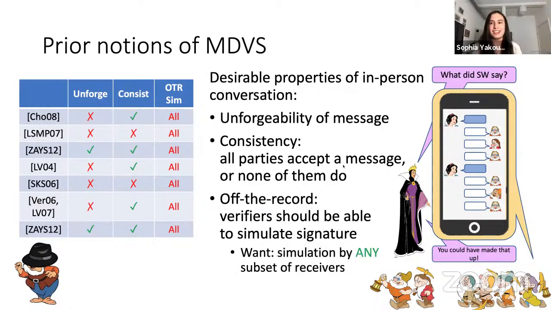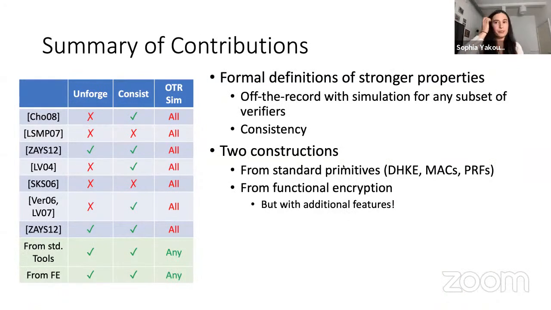So what we really want here is for any subset of the dwarves to be able to simulate a signature. And that signature should be indistinguishable from a real one from the point of view of the evil queen. But of course, it shouldn't convince the other dwarves that Snow White said this, because then that would be a forgery for those other dwarves. So in our paper, we give stronger definitions for multi-designated verifier signatures, including this notion of off the record that's secure against any subset of designated verifiers. And we give the first formal definition of consistency.